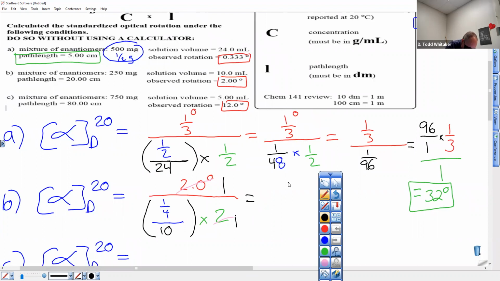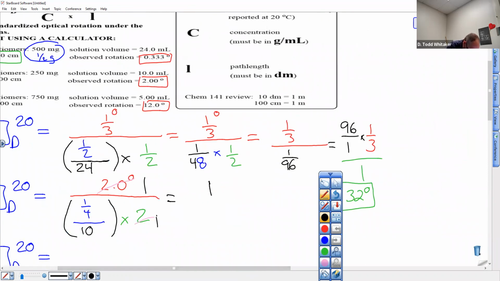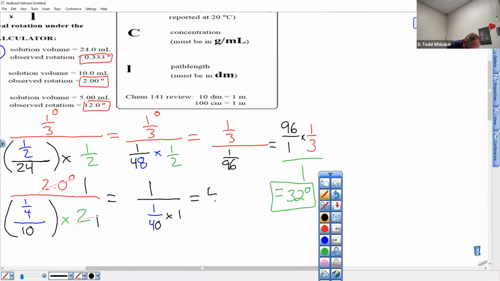I got all my answers positive here. Over 1 over 4, right? Times 1. That's a 40. Yeah, you've got 3 sig figs in it, if you want to get picky. It will not change to red. That's fine. Okay, 32 for the first one, and make sure you know we're on the second one now.